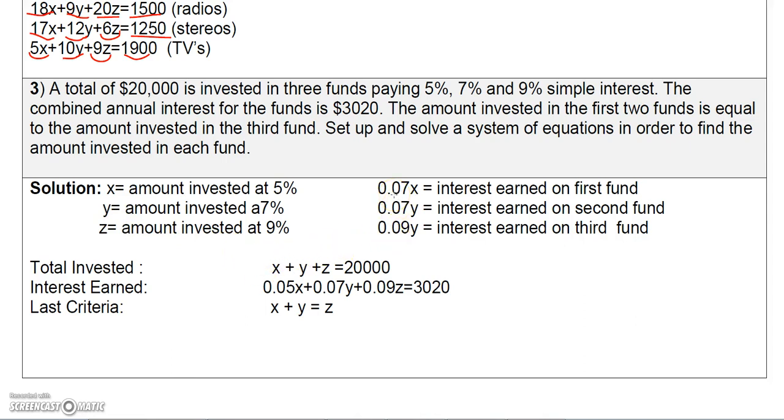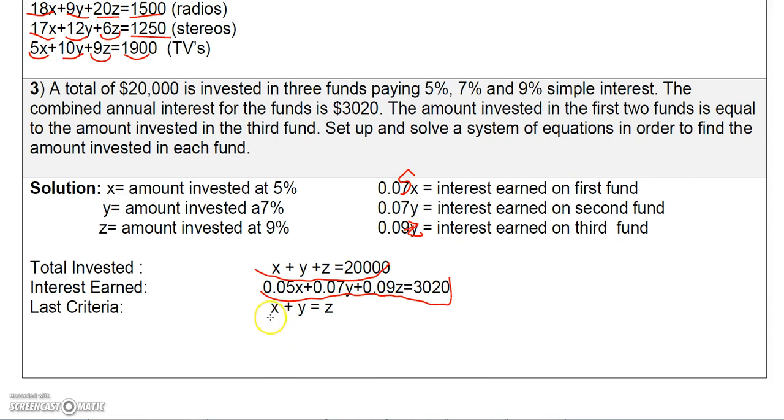So the amount of interest earned would be 0.05x on the first fund, 0.07y for the second fund, and 0.09z for the third fund. Okay, so you know you need to have a total of 20,000, so add them up, they must be 20,000. Add the interest earned up, because it tells you must have a total interest of 3,020.